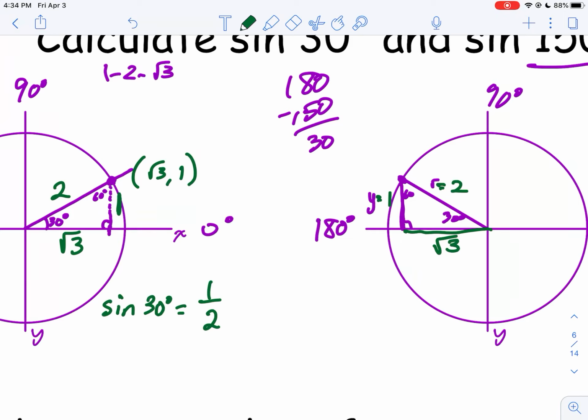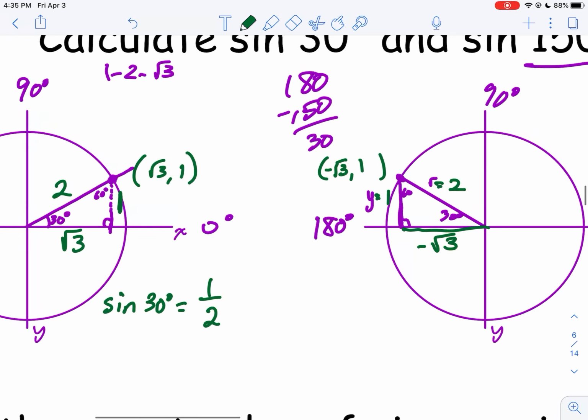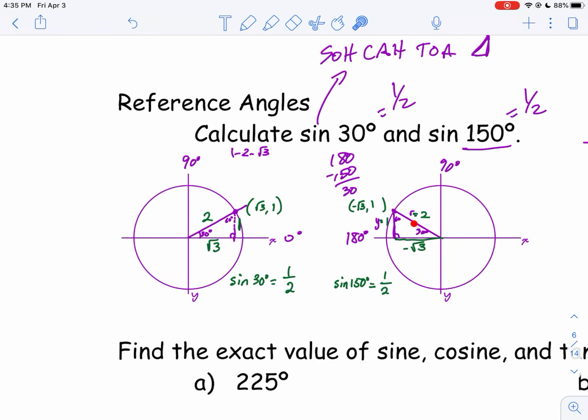Why? Because we're on the xy plane. The x is negative square root of 3 because we're going to the left. Y is positive. We are going up. So we get negative square root of 3 as my x value, 1 is my y value, and 2 is my r value. So when I go to sine of 150, you see the y value is 1 over the radius, which is 2. Quick note, the radius is always positive. Even if it's down here, the radius will be positive because it's a distance.